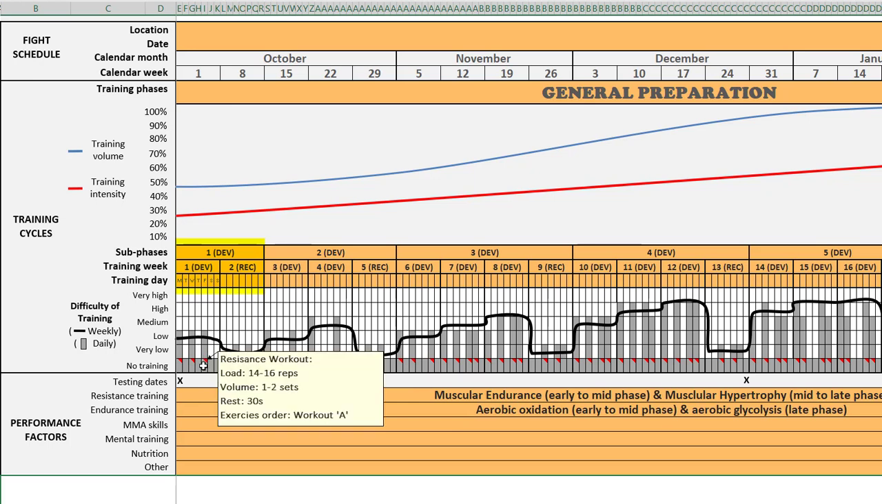And here, this is your resistance training session. So in this case, it's scheduled for Friday. This fighter, they're working with 14 to 16 repetitions, 2 sets with 30 seconds rest in between each, and they're using workout A.